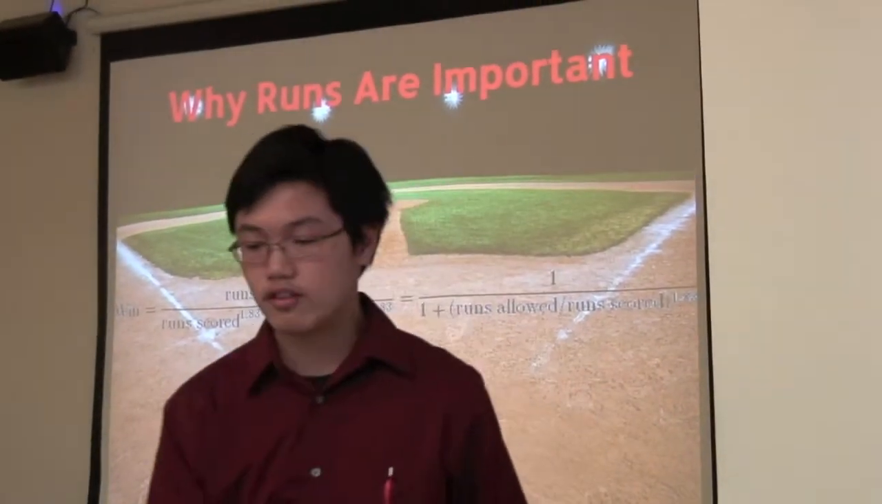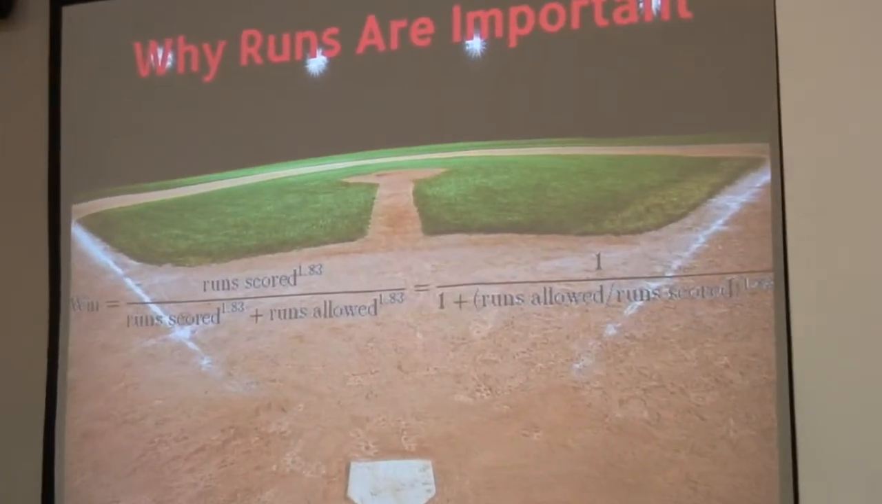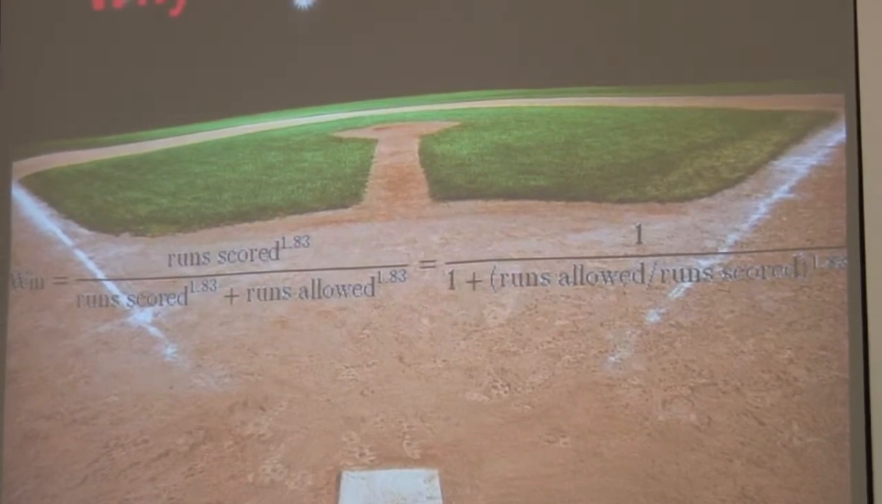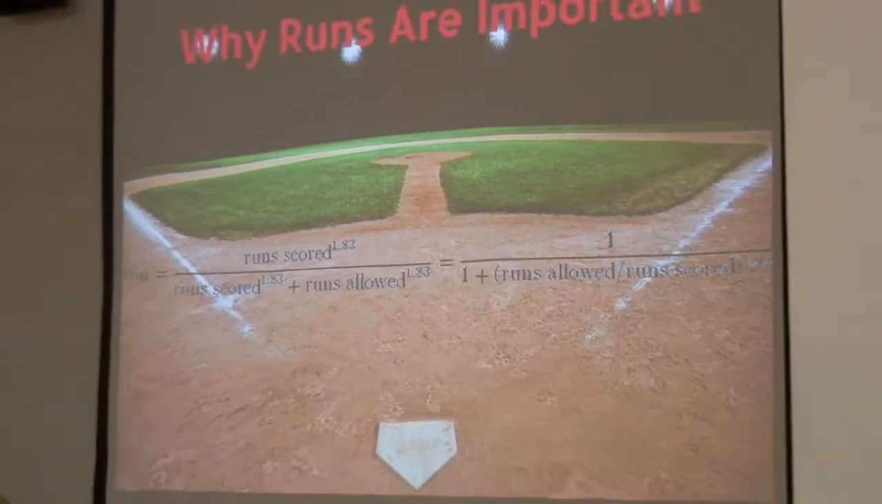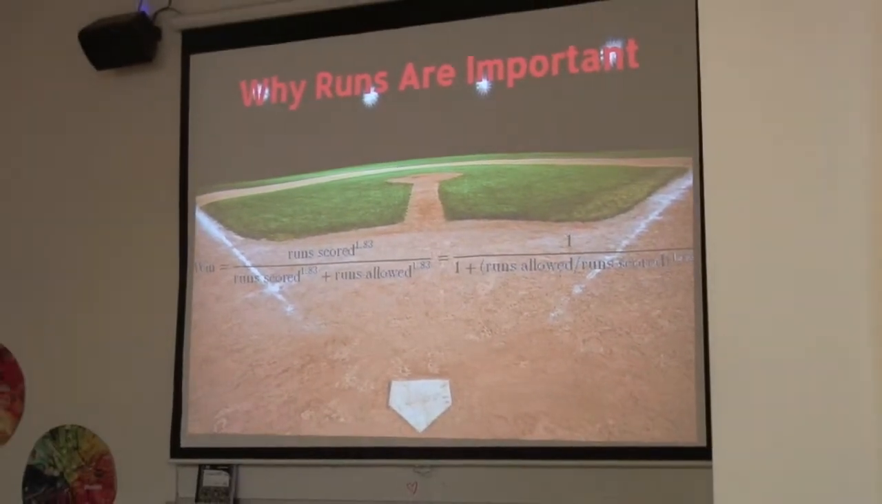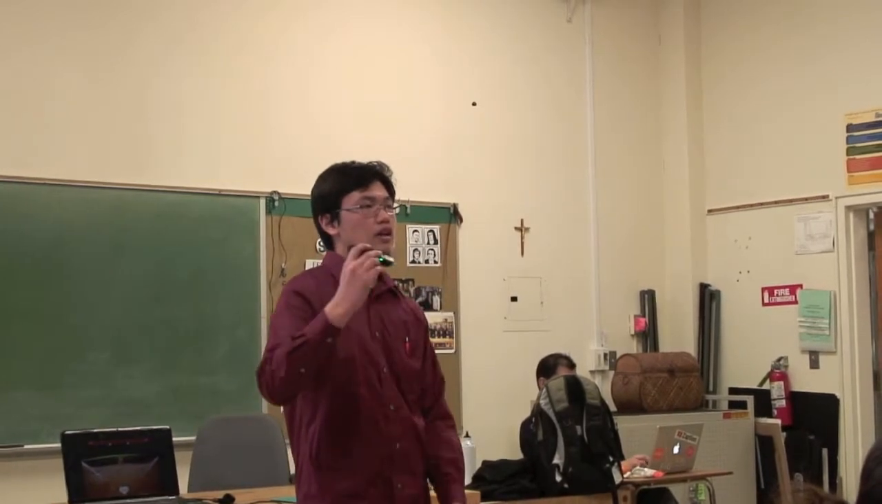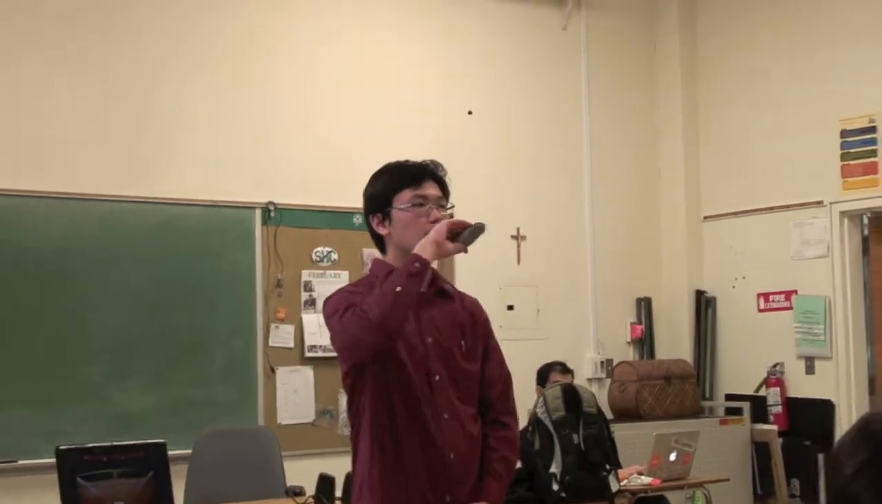So this is why runs are important. You might say, well, I can score 9 runs one day and the other team can score 0, but the next day, let's say my starting pitcher's bad, and they score 3 runs and I score 2. It's still a 1-1 record, yet I'm going to have a lot more runs than the other team. But baseball statisticians have created a formula that you can calculate win percentage just on runs, and I think that's pretty cool. So it's this formula right here.